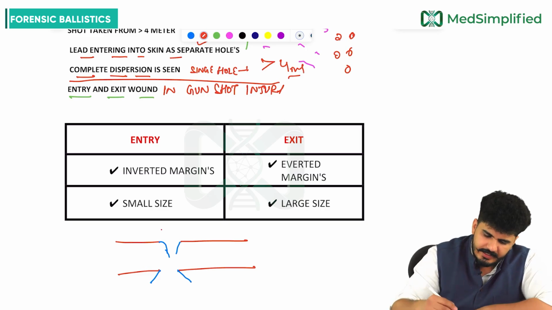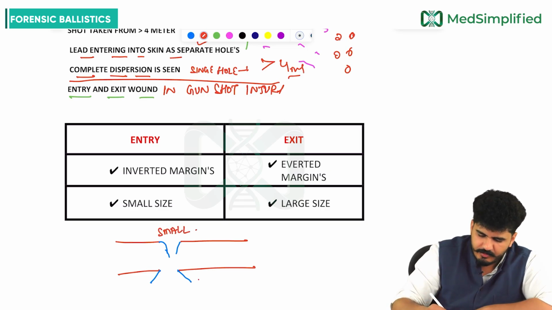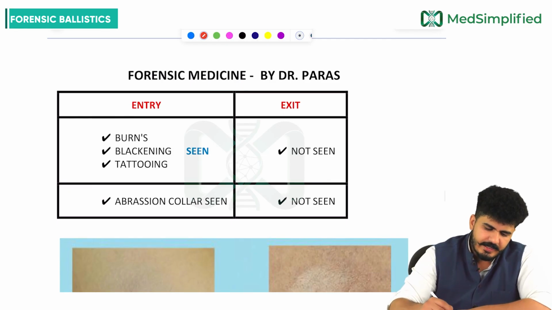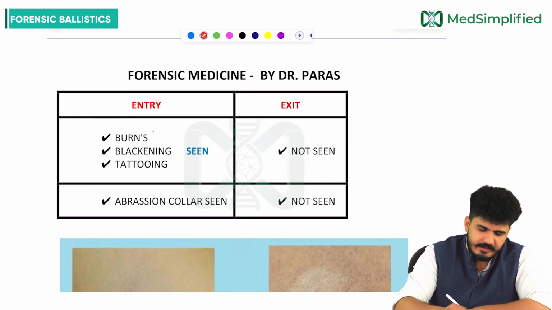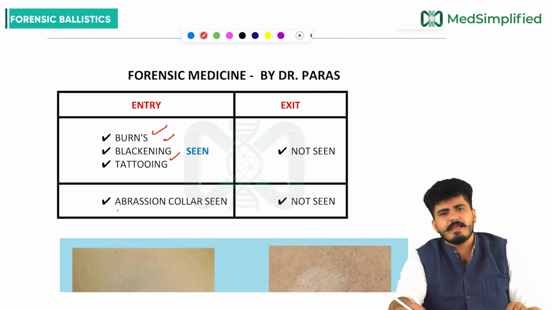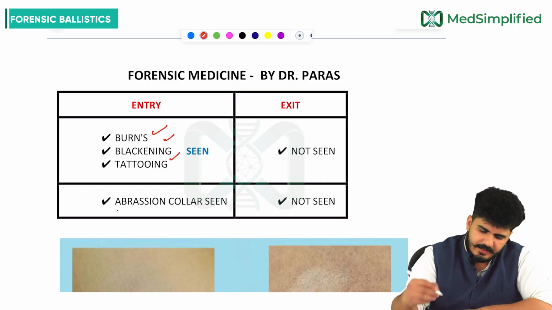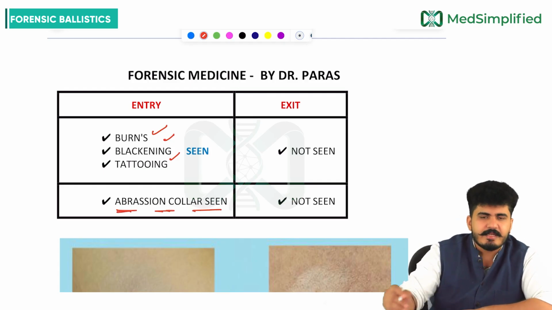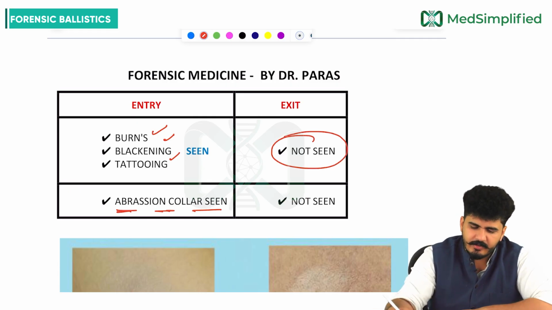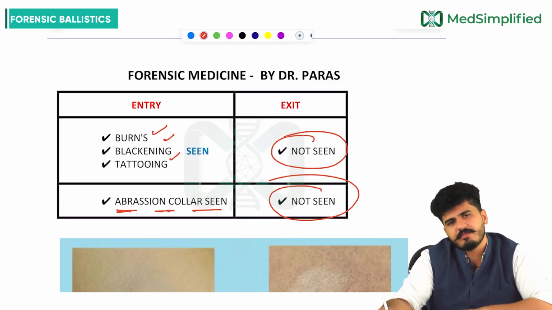So the entry wound here will be small, but the exit wound would be large, my dear friends. Now again, in the entry wound, what can you see? Burning, blackening, tattooing, plus abrasion collar you can see. But in the exit wound, no burning, blackening, tattooing, and no abrasion collar is seen, my dear friends.